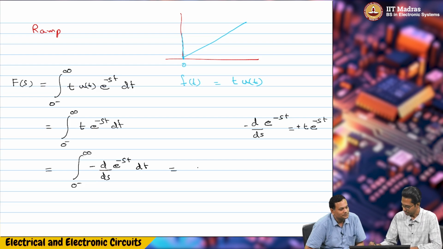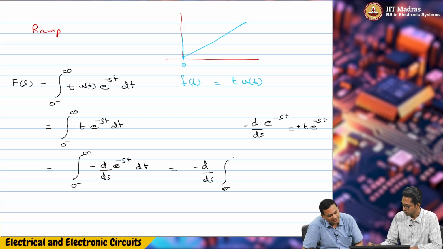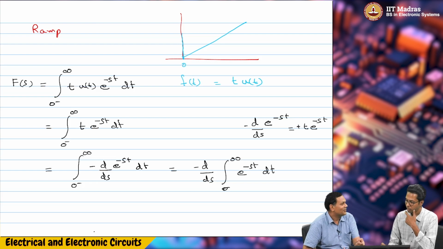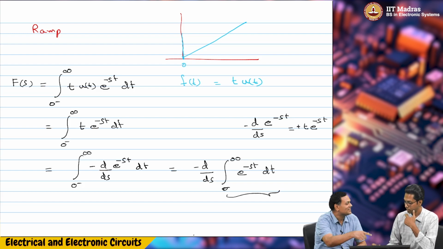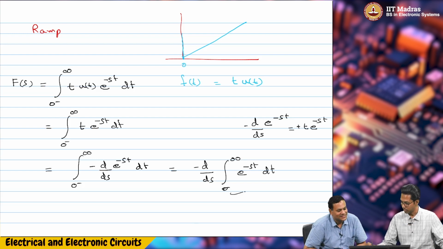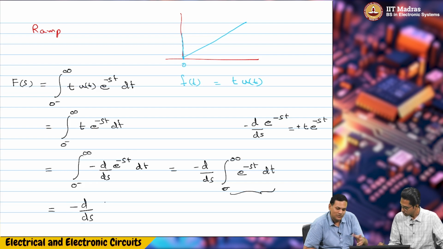So I think that property will be very useful here. Let's rearrange like you said. Minus d by ds can be brought out, so it is 0 to infinity e power minus st dt. Oh, this is a lot easier. We already know what this is. This is 1 over s, just the Laplace transform of u of t. So this is minus d by ds of 1 by s. So easy.